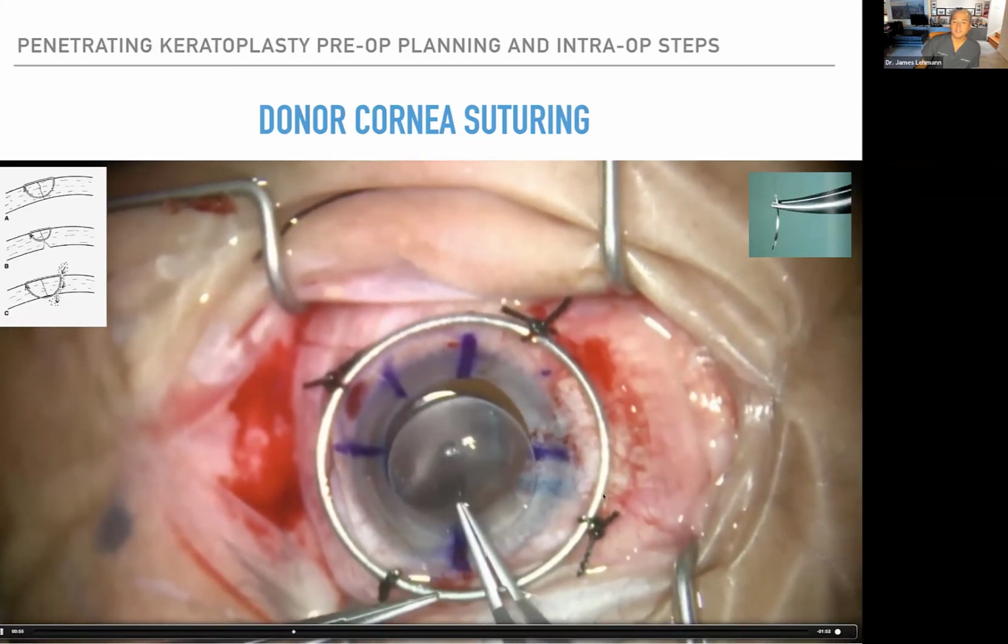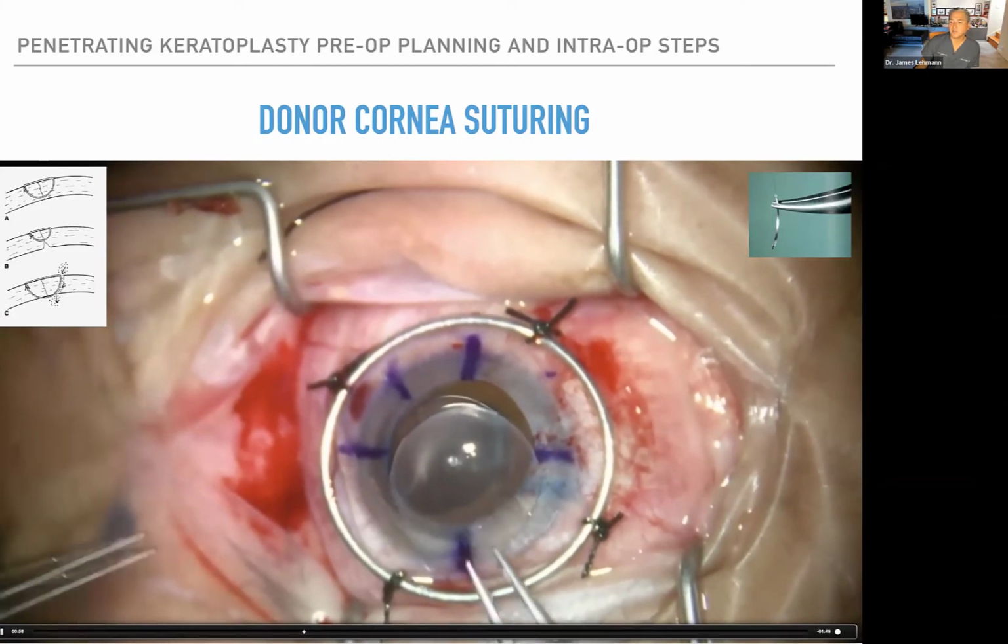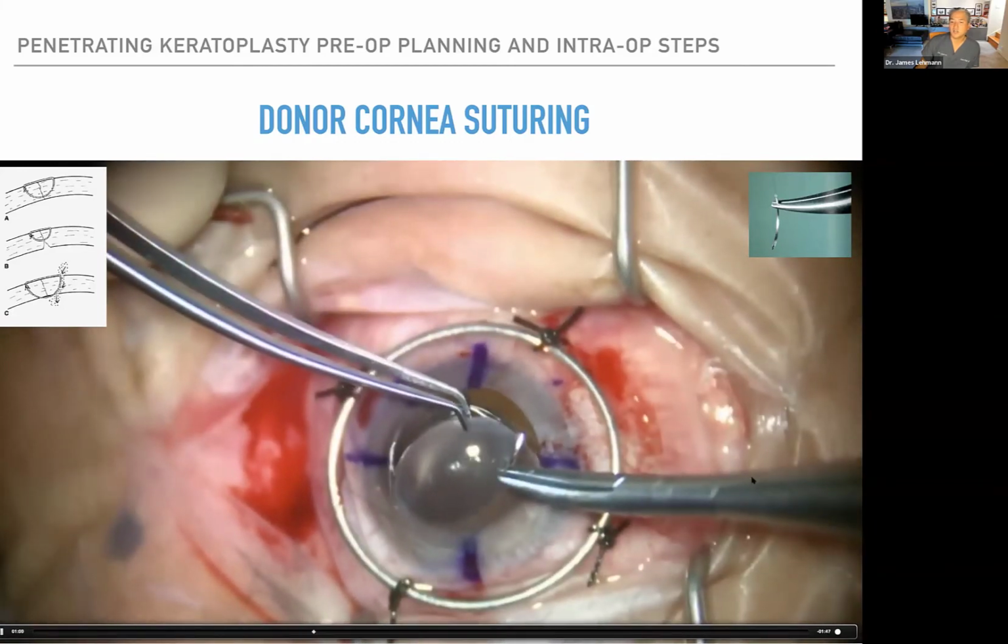So while we're watching this suturing, Dr. I.E. Chan asks, how do you insert the IOL in a triple procedure? Oh, hold on, I'll get to that.